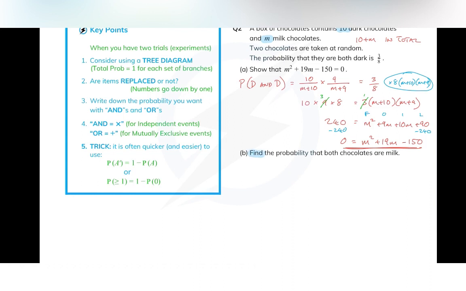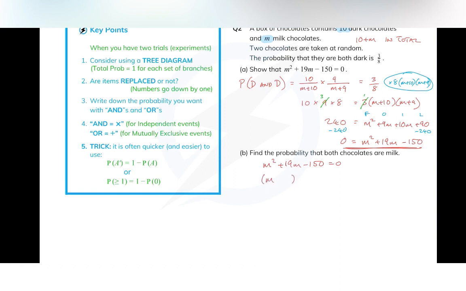Right, having done that, we're now asked to find the probability that both chocolates are milk chocolates. So we need to find m. So we need to first of all solve the equation m squared plus 19m minus 150 equals 0. And that's just a question of factorising.